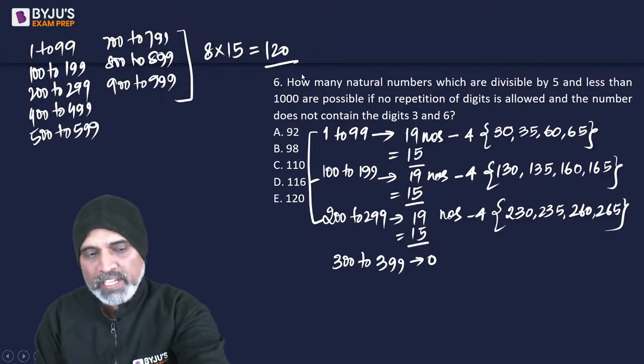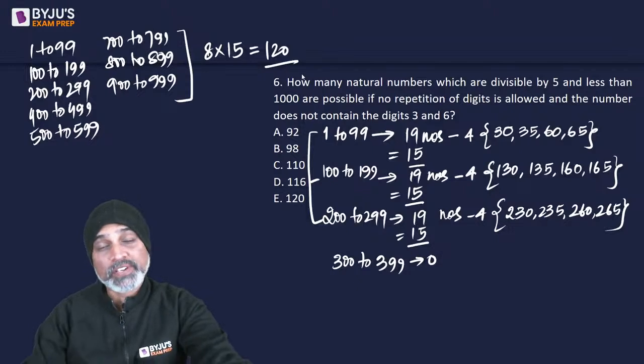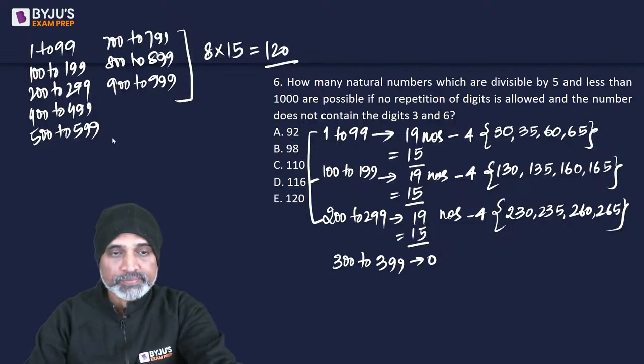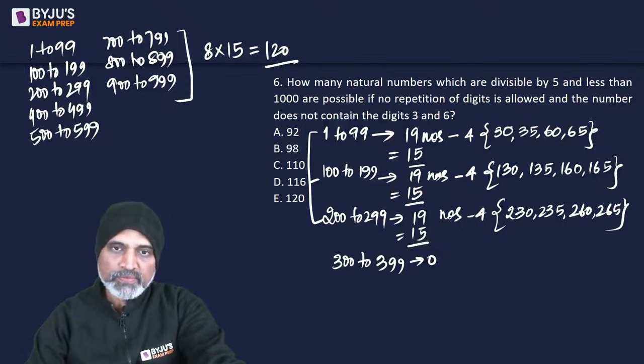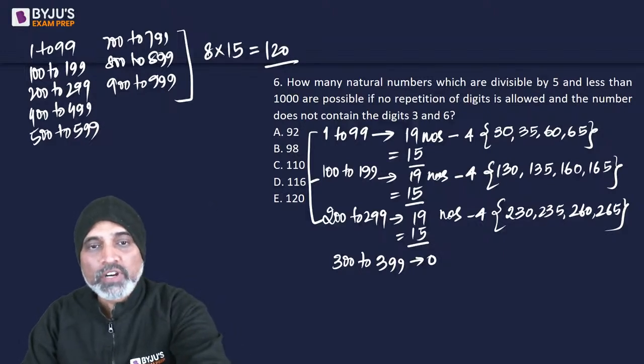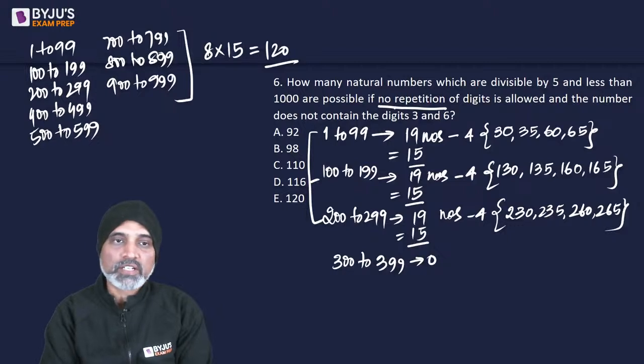Is it 120 or is it going to be less than it? Because 120 is the largest option that we have, right? So divisible by 5. Arey, yaar, it says if no repetition of digits is allowed. Why am I not reading no repetition of digits is allowed?